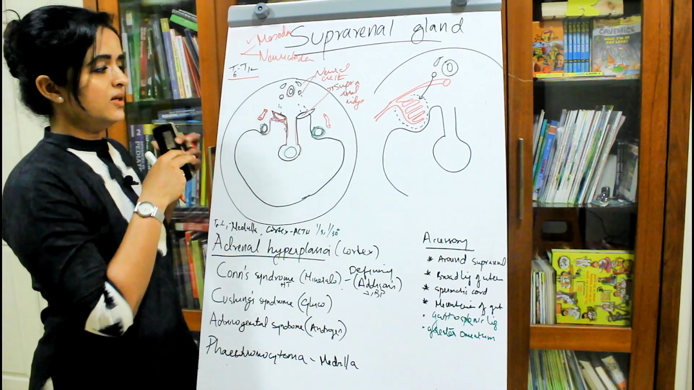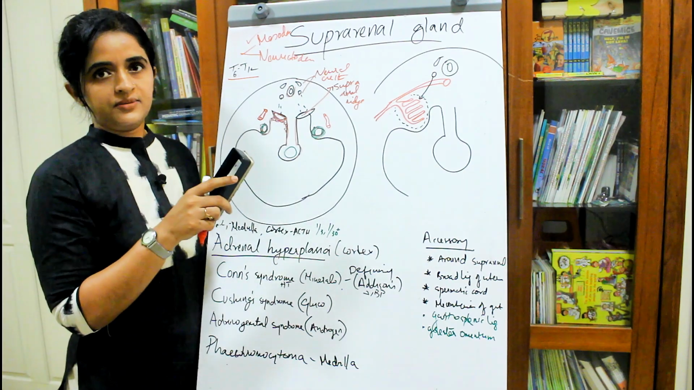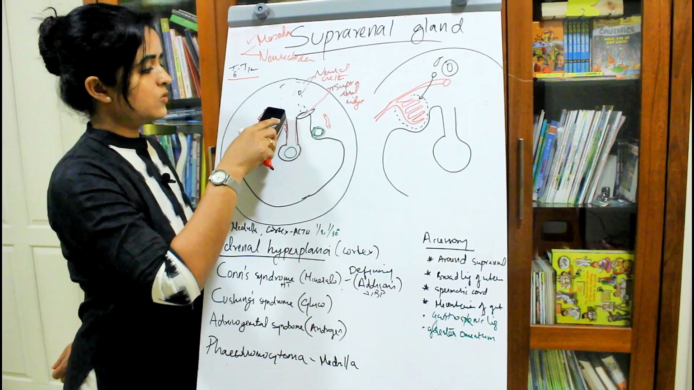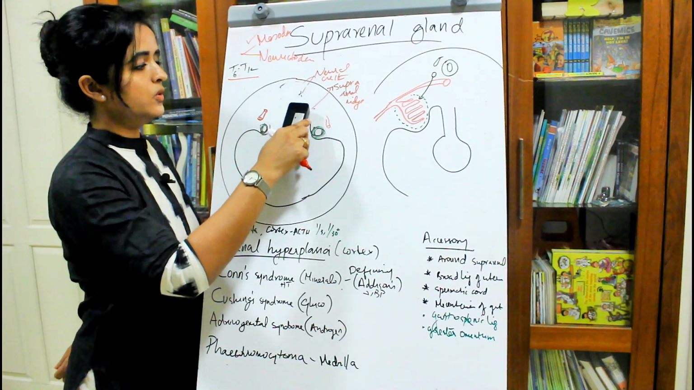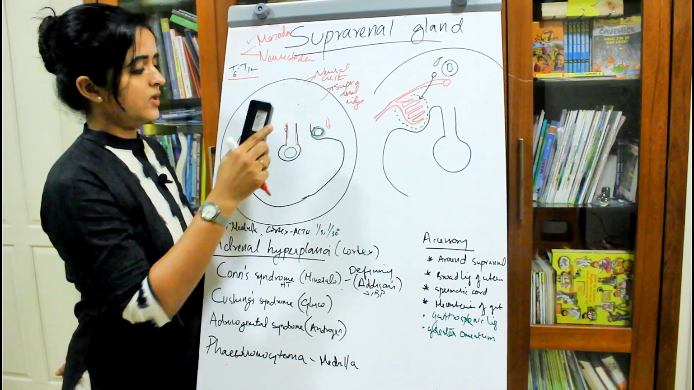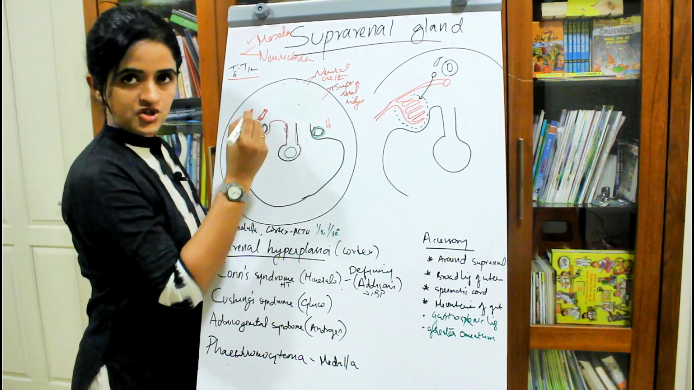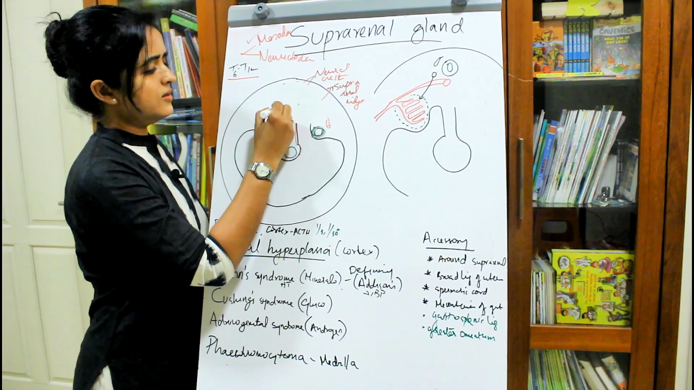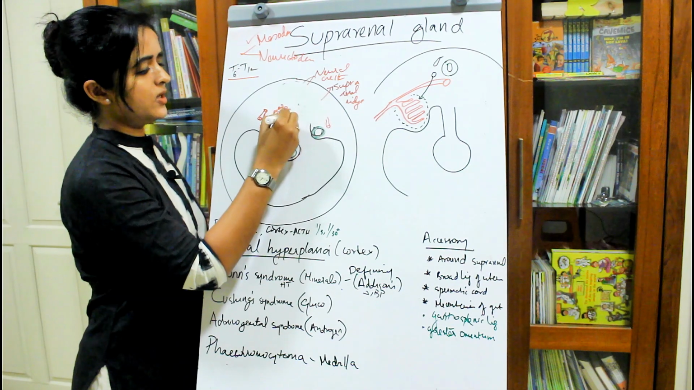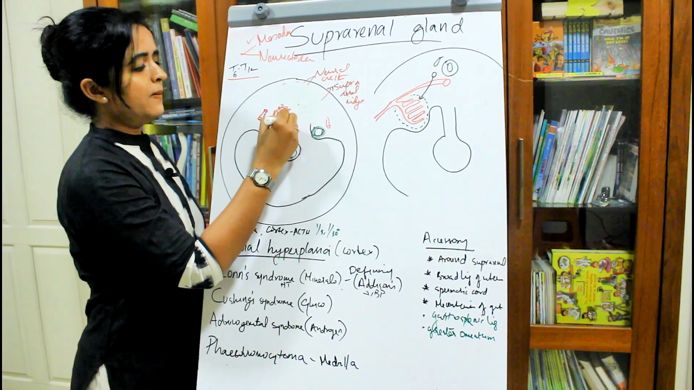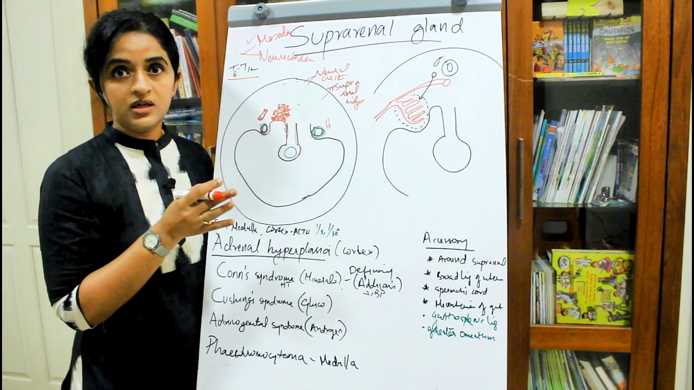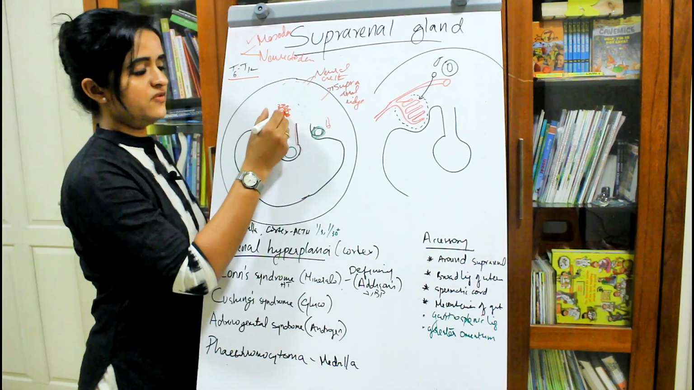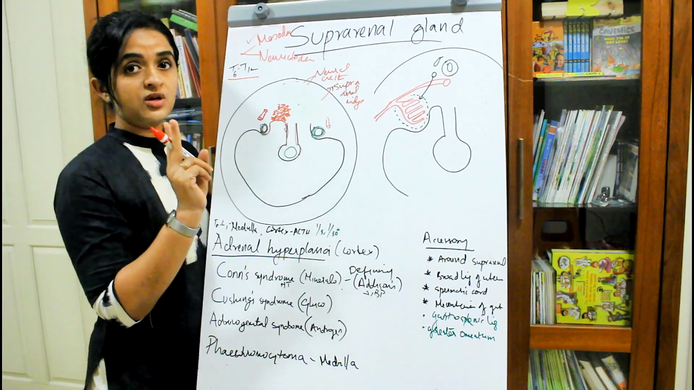Now I am going to talk about the development of cortex. Don't think about medulla now, I am just talking about the development of cortex. So I am just wiping it off so that you will get a clear view of the development of cortex. Here you have the suprarenal ridge, and here you have the cells proliferating, like clusters of cells proliferating. But this proliferation is disturbed by the intrusion of two structures.